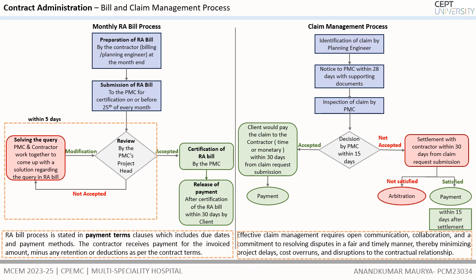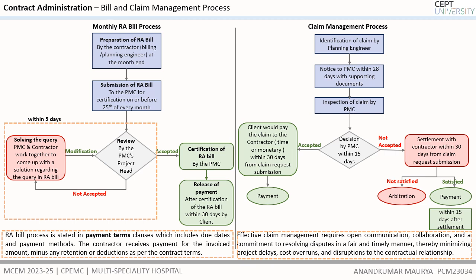So the RA bill is stated in the payment term clause, which includes the due dates and payment methods. The contractor receives the payment of the invoiced amount minus any retention or deduction as per the contract terms. The claim management process shows the claim or dispute resolution process where the contractor's planning engineer identifies the claims and notifies the PMC within 28 days with the supporting documents.